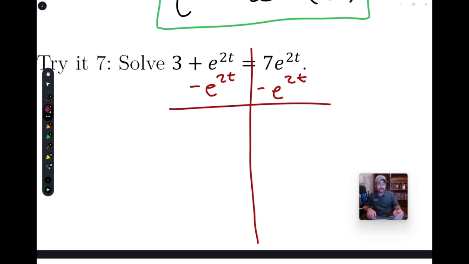You'll see something really nice happen. Since it has the same variable, same exponent, same everything except for coefficient, we're going to be able to combine those two and be left with 3 equals 6 e to the 2t. Saying if you have 6 desks and I take away 1 desk, you have 5 desks. If you have 7 t-shirts and I take away 1 t-shirt, you have 6 t-shirts. If you have 7 e to the 2t's and I take away 1 e to the 2t, you have 6 e to the 2t's.